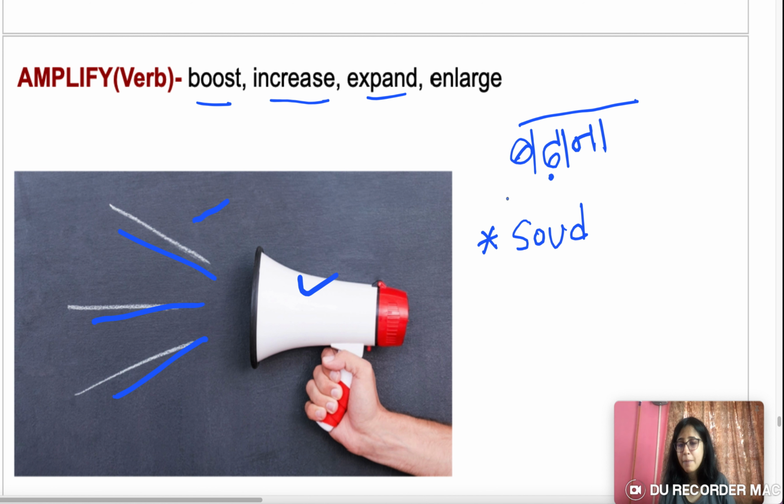What else can be amplified? Lies. Lies can be amplified. Yes. So anything can be increased. Anything that can be increased, we can say can be amplified.